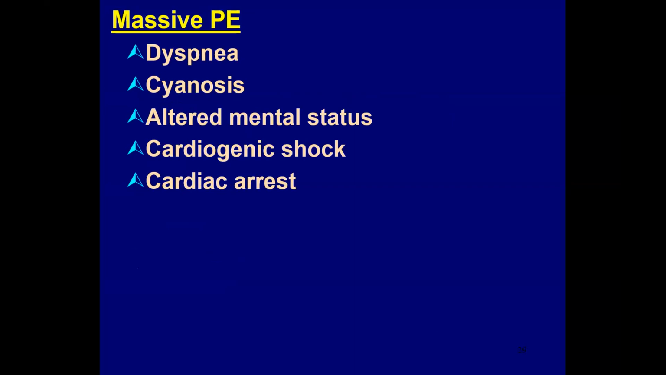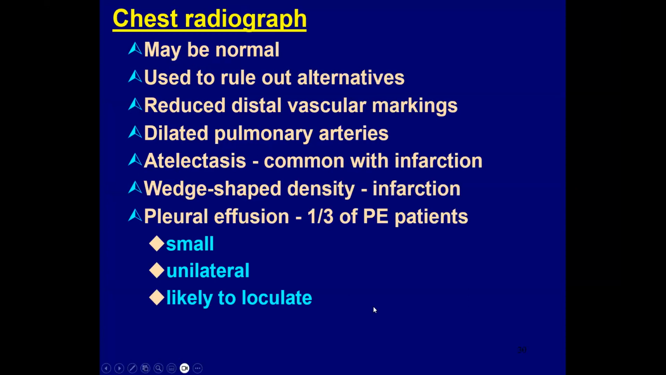If the pulmonary embolus is massive, there will be dyspnea for sure, cyanosis, an altered mental state, cardiogenic shock, and possibly cardiac arrest, possibly sudden death. The chest X-ray might be normal. However, we still do the chest X-ray. What we have to do is rule out everything else to be sure that we have a pulmonary embolus here. So it is used to rule out alternative diagnoses.